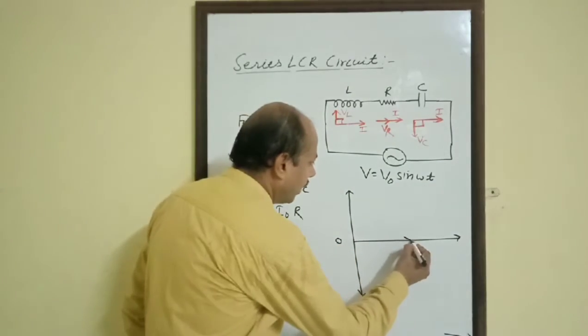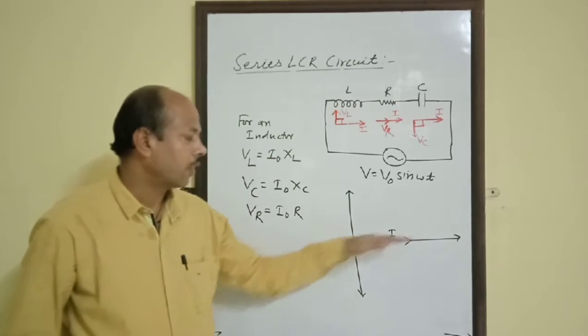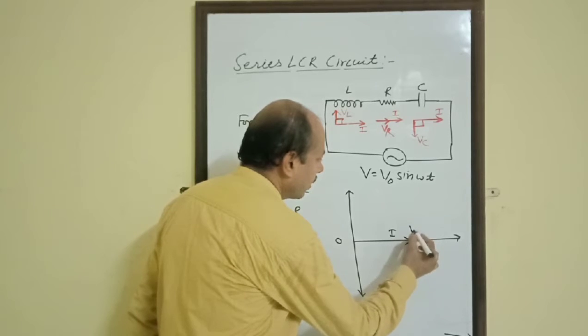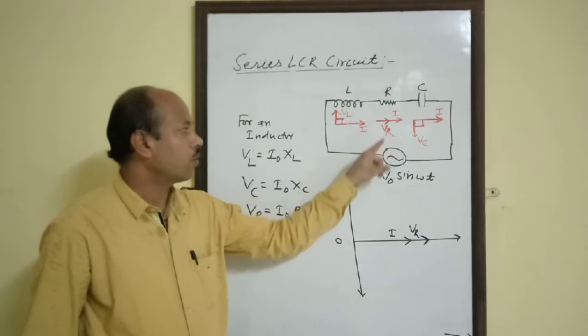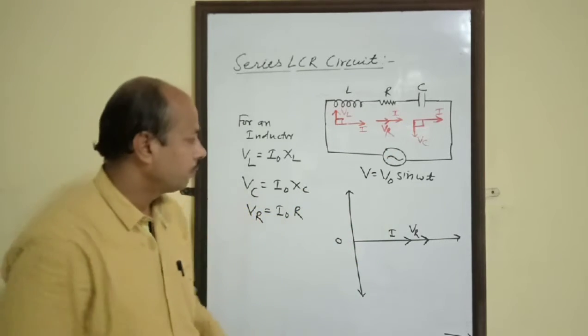On this side, we are taking current. Therefore, this phasor will be VR, because in the case of a resistor, voltage and current are in sync.